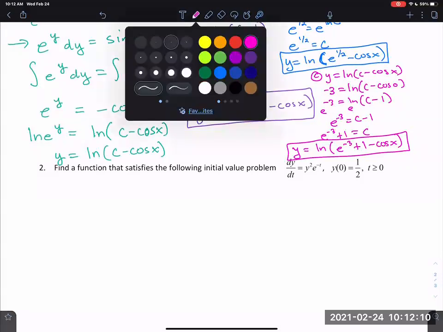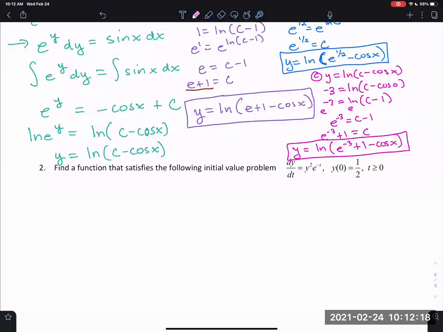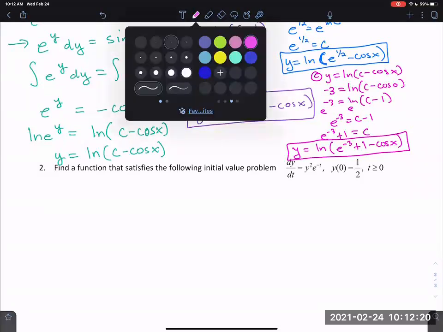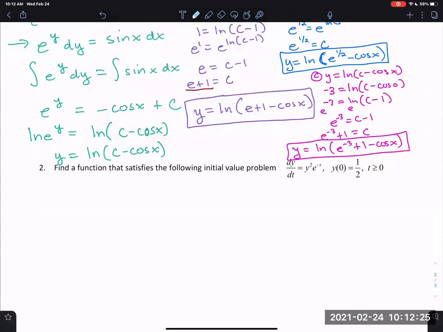So let's go ahead and do that. Picking colors, for some reason today, seems to be challenging. I don't know why it is challenging, but it is. Okay, here we go.